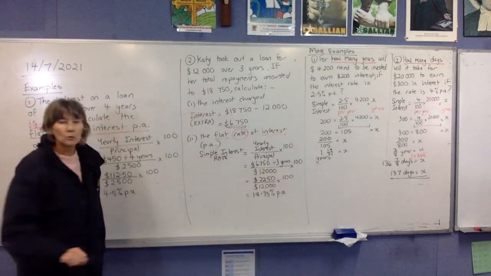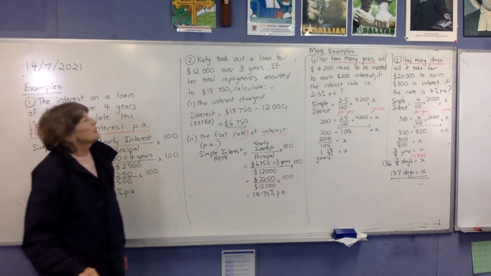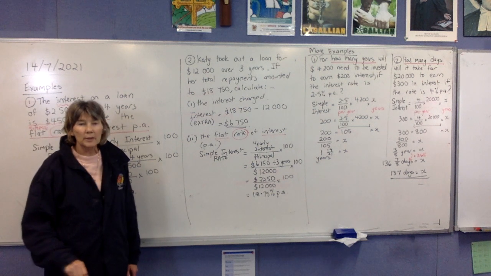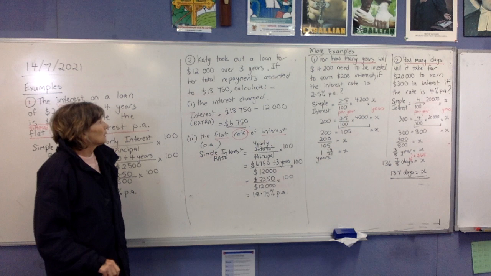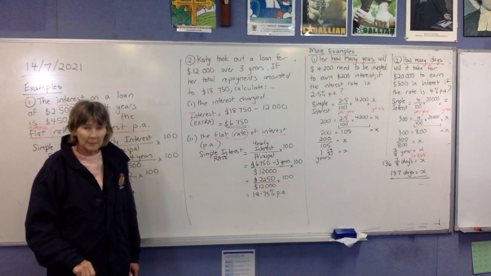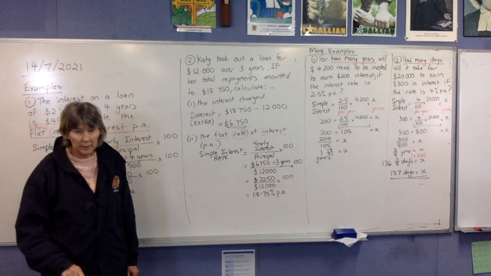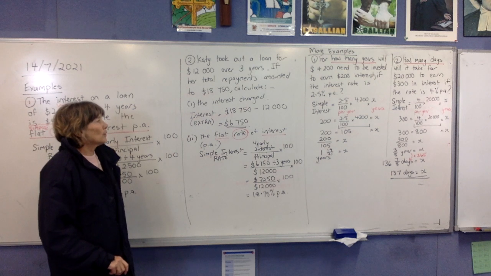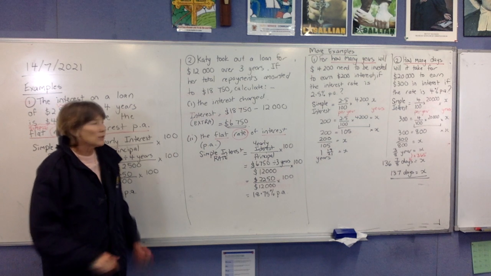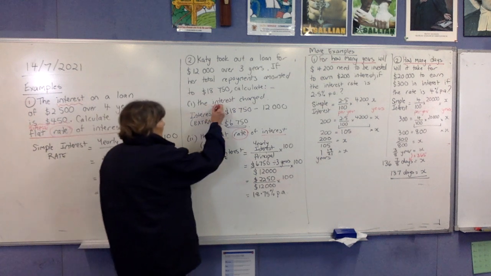Okay, looking at example 2. Katie took out a loan of $12,000 over 3 years. If her total repayments amounted to $18,750, then the first thing they want you to calculate is the interest charged.